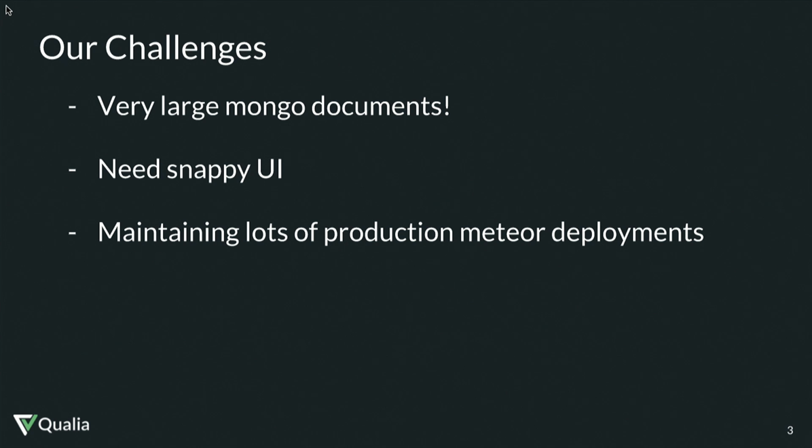Some of the challenges that we have with Meteor and with our application in general: we have very large Mongo documents. The main collection in our application is called orders. Each order represents a single real estate transaction, and those transactions have lots and lots of data that users can enter about them. These are things like the purchase price of a house, the loan amount, the property address, but also way more specific things like how much the pest inspection fee was on this real estate deal. Very, very specific things.